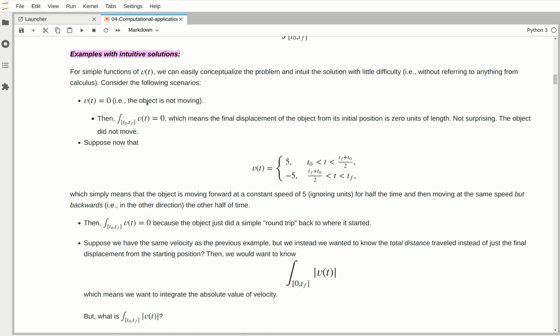V of t is equal to 0. The object is not moving. Well, then the integral of v of t is 0, which means the final displacement of the object from its initial position is 0 units of length. Again, this is not surprising. The object did not move.